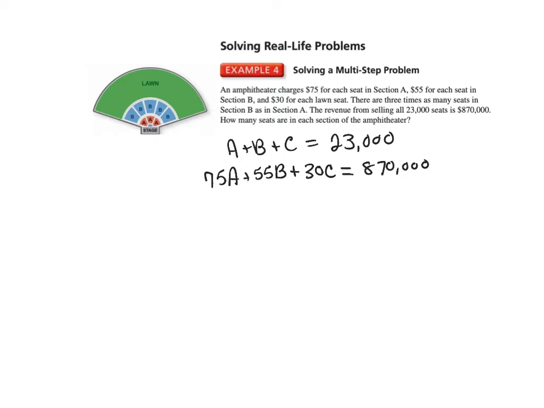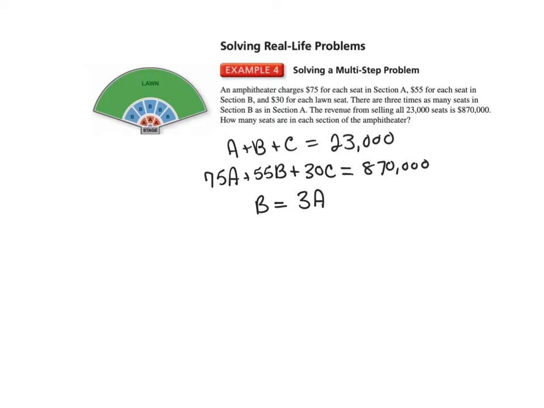Now the third equation is a little bit tougher. So it says there are 3 times as many seats in Section B as in Section A. So this equation is actually only going to involve A and B. So there's 3 times as many seats in Section B. So if I take Section B, I know this is equal to 3 times A.